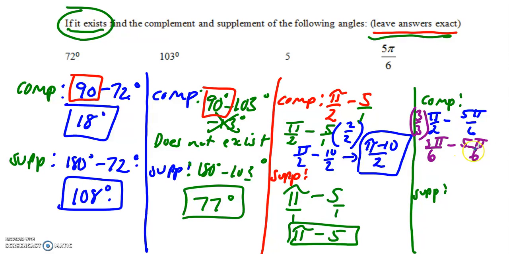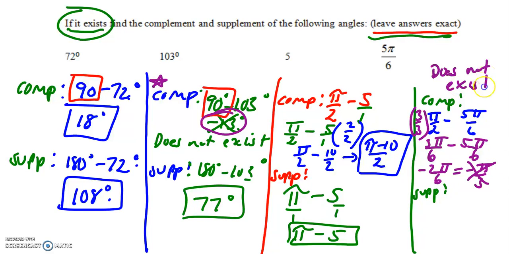3 pi over 6 minus 5 pi over 6 is negative 2 pi over 6, which is really negative pi over 3. Now, if anyone's looking at that and second guessing themselves, you are correct. Just like in example 2, when we had a complement that didn't exist because it's negative, because this answer is negative, does the complement actually exist? No, it does not. So you would write does not exist. So we can't find a complement of 5 pi over 6.